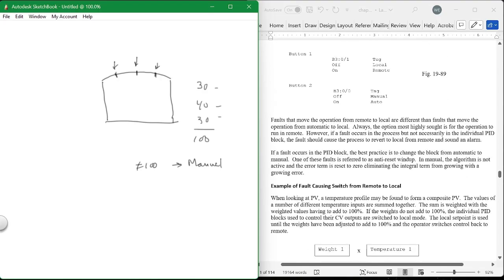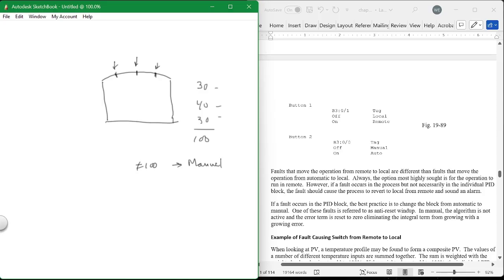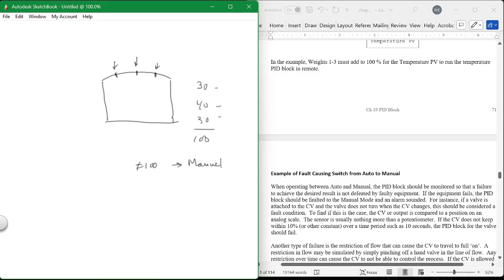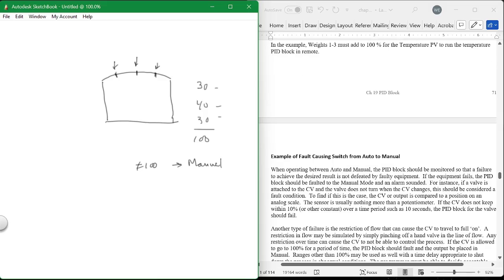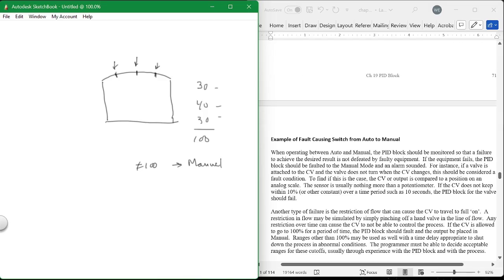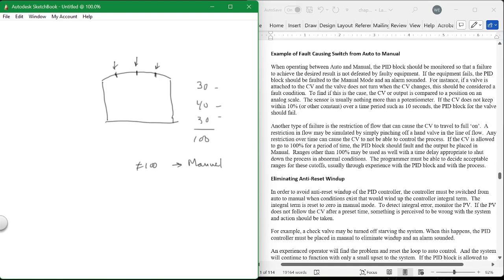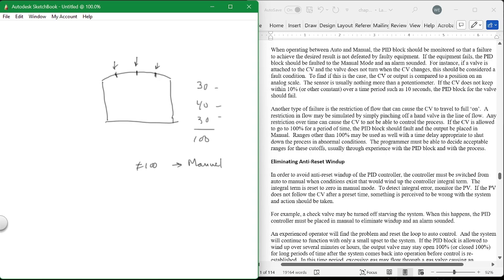Okay, and that's a case in point of putting it into manual if they don't add up to 100%. Now there's others as well. There's quite a few of these, but you can see that if you want to run in auto, you have to be able to guarantee that it's going to run correctly. That's one case.